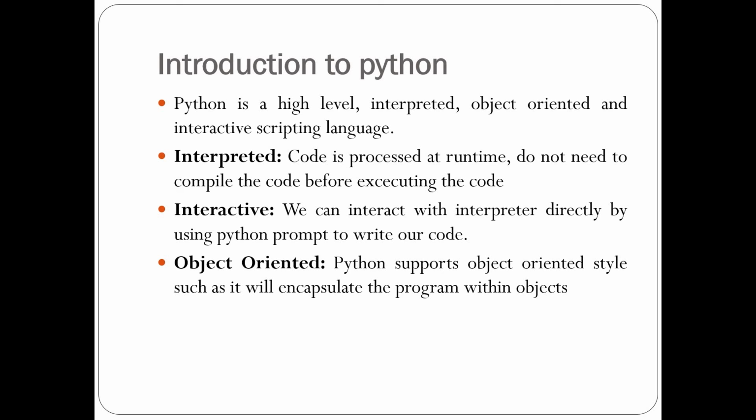easy to understand also. Python is an interpreted language. Why? Because a program written in Python is processed at runtime. We don't need to compile a Python program before executing. Actually, in Java, we have to compile a Java program before executing it. And it is also an interactive language. Why do we say that? Interactive means we can interact with the interpreter directly by using the Python prompt.